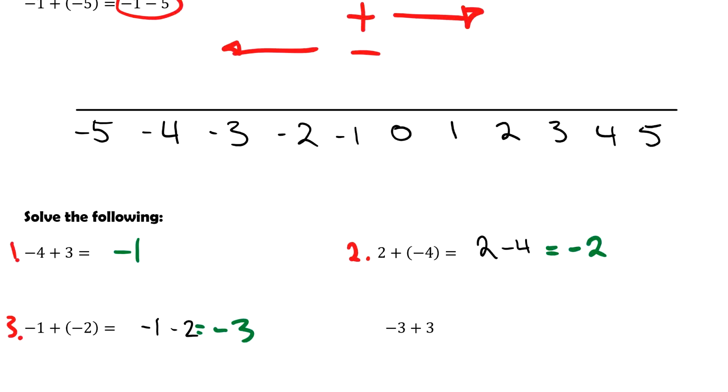And we'll do one more over here. We'll do the last question, question 4, negative 3 plus 4. So we're starting here, plus 3, so we're moving 3 spots this way, 1, 2, 3, so our answer is 0.